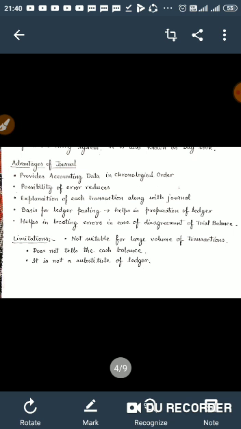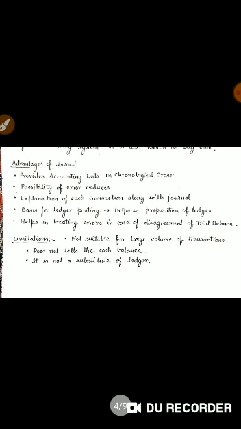Now the second limitation is that it does not tell the cash balance. Definitely journal is only a recording stage. We record transactions in journal on a day-to-day basis. There is no mechanism in journal by which you can calculate the total cash balance unless and until you prepare a cash account in the ledger and get to know the balance.